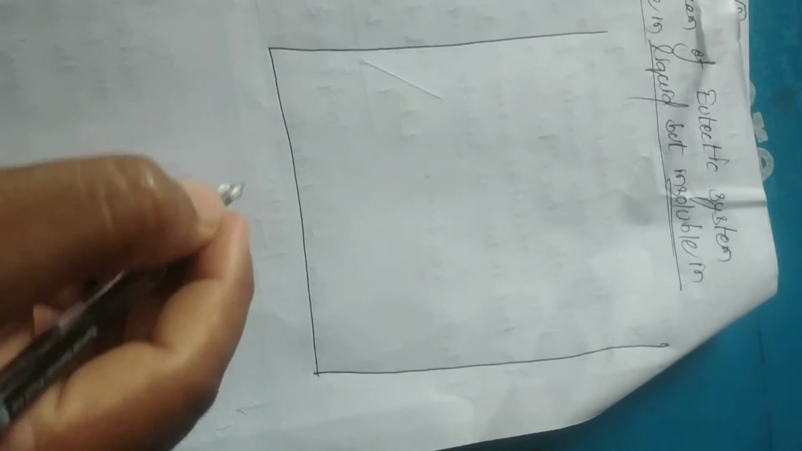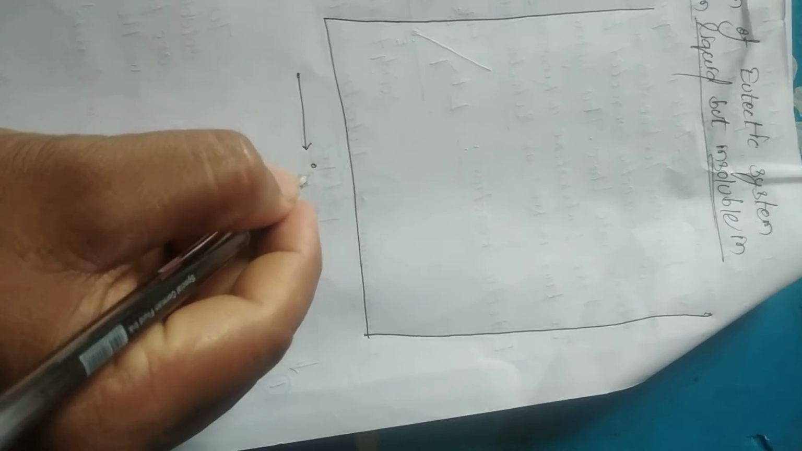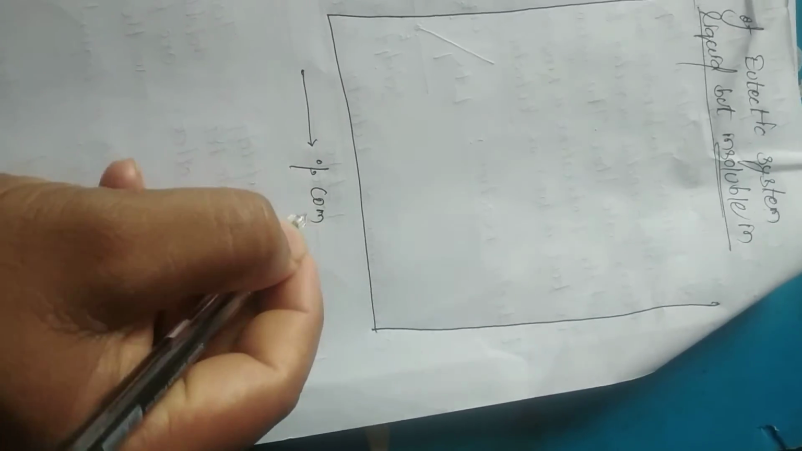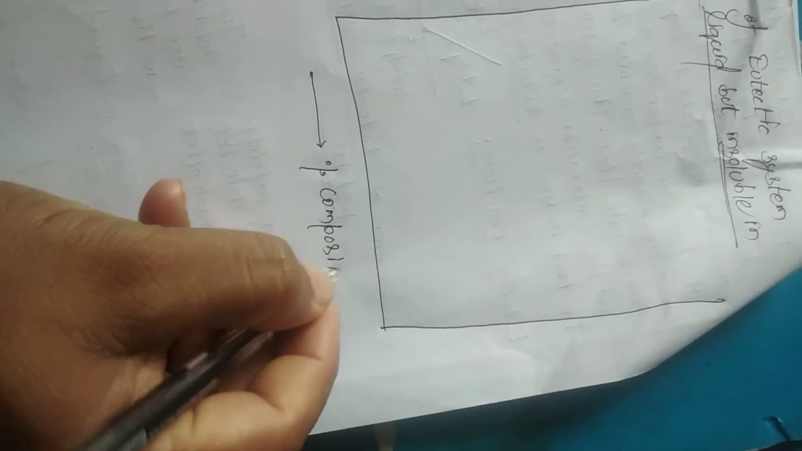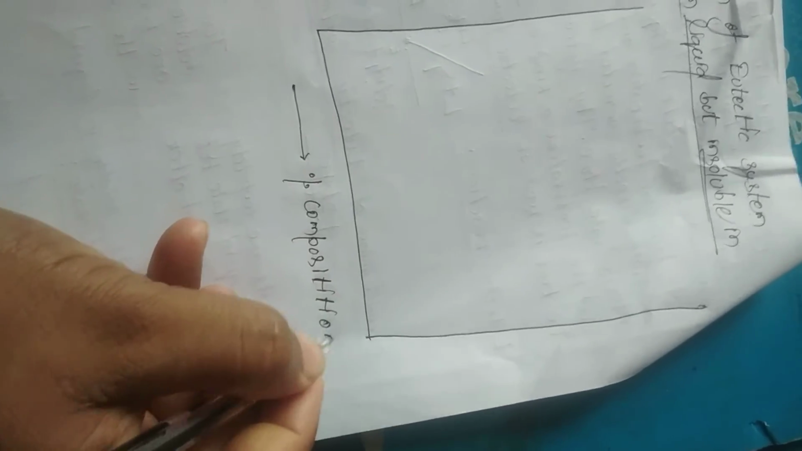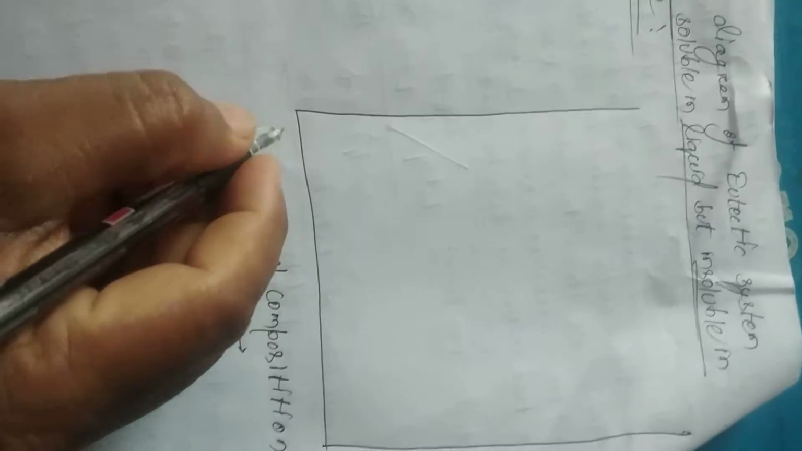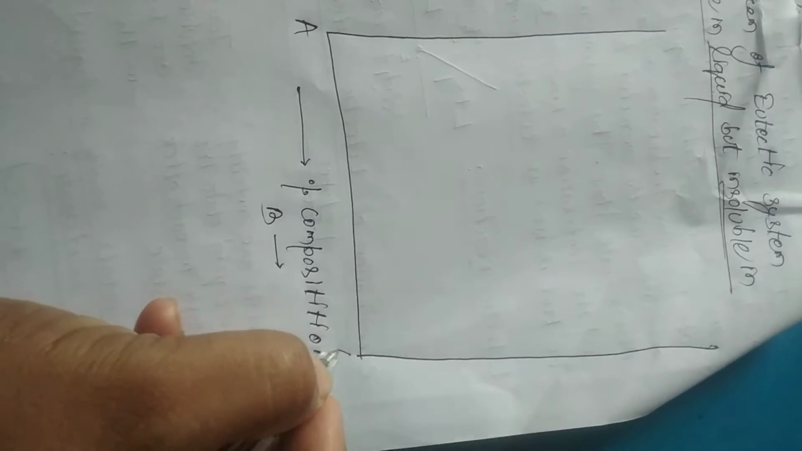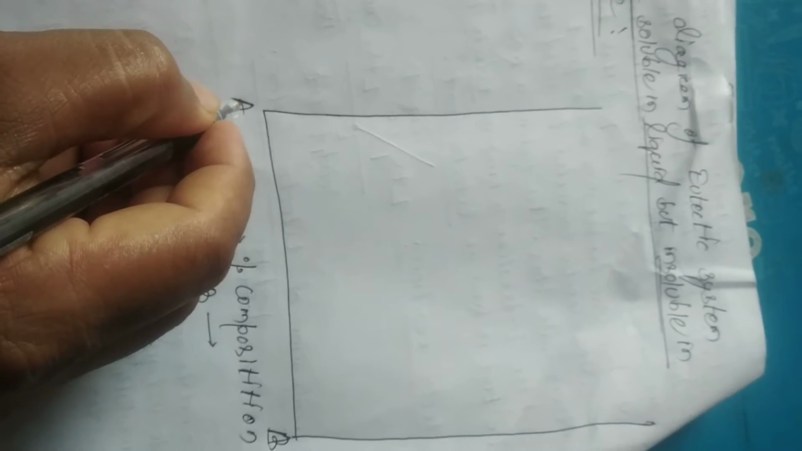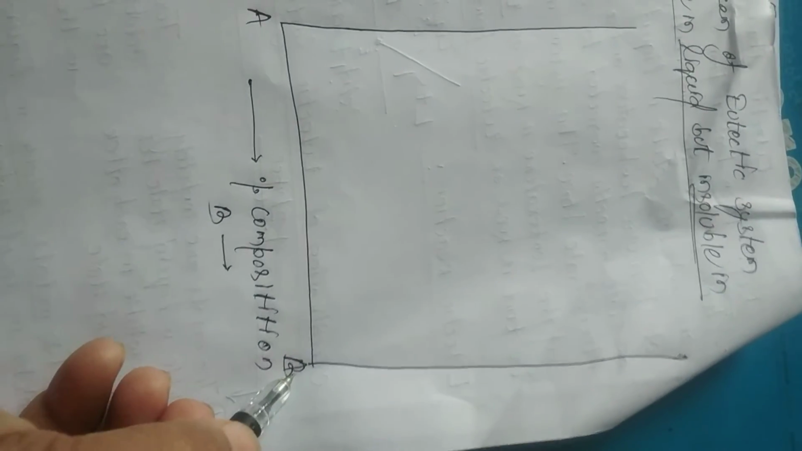See, already I told you, in the horizontal line we can take the percentage composition. Say I have taken, this is the percentage composition of B. So here I can write, this is the element A and this is the element B. Here the component A is 100%, but here the percentage composition of B is 100%. Now the vertical line is the temperature line.